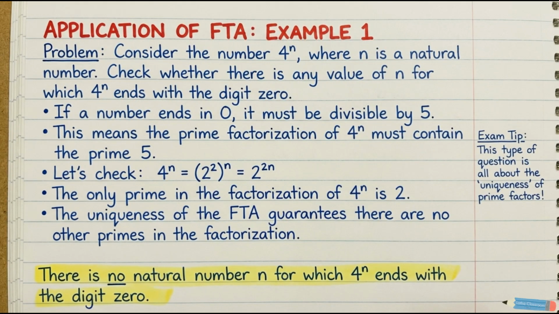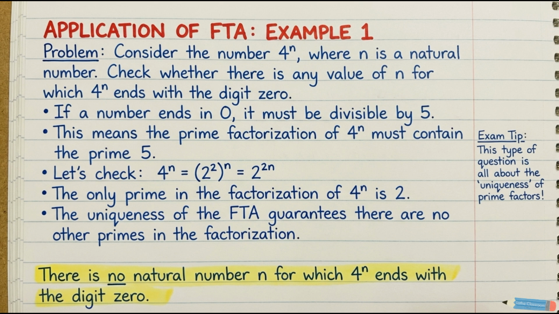Application of FTA. Example: consider the number 4 power n, where n is a natural number. Check whether there is any value of n for which 4 power n ends with the digit 0. If a number ends in 0, it must be divisible by 5. This means the prime factorization of 4 power n must contain the prime 5.